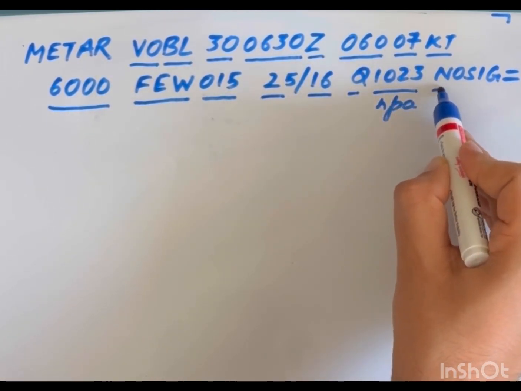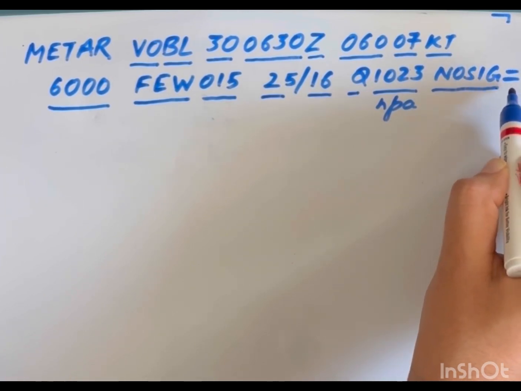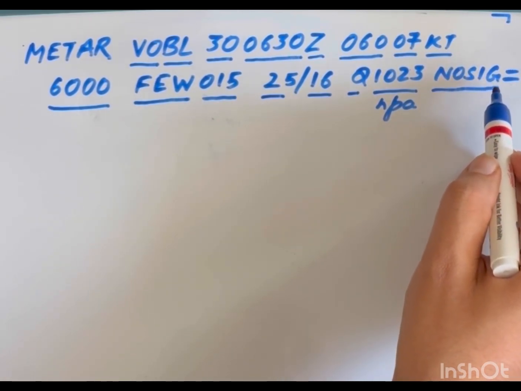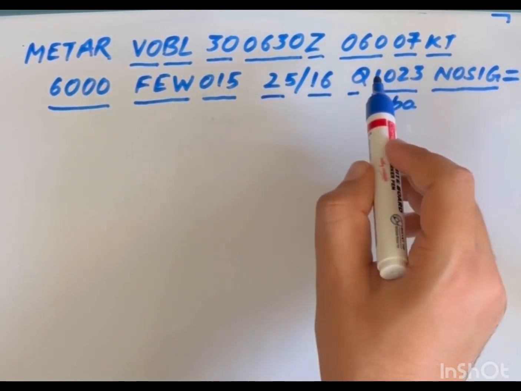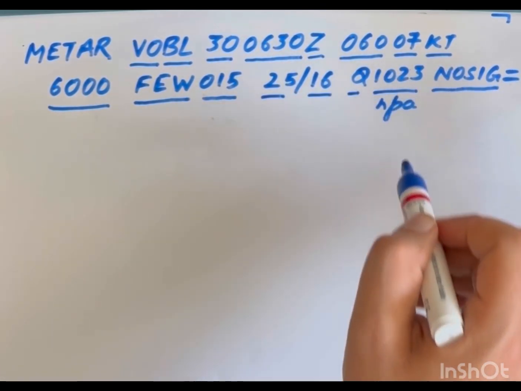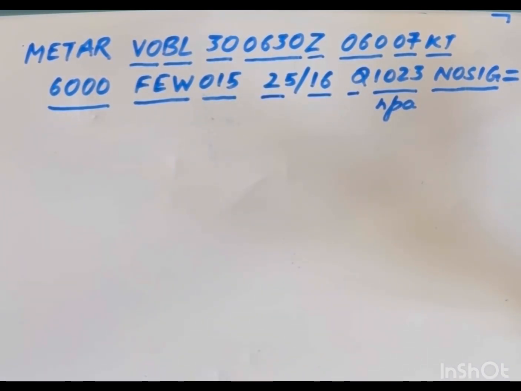And the last part of the METAR says NOSIG, which means there will be no significant weather. This is a trend forecast for the next 2 hours. So that is what this METAR is telling exactly. I'll get a few more METARs.